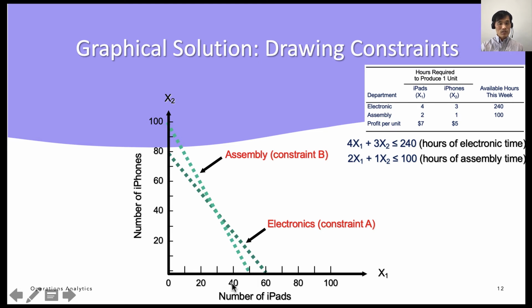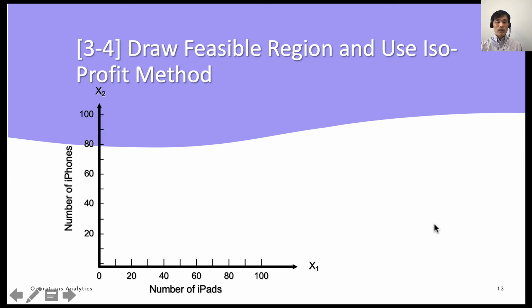Then we see that 50, 100 is the assembly constraint line, and then the electronic constraint would be 80 and 60. Since the inequality sign says it's less than or equal to, it's the below region, right? So you shade the region below, then it is going to be your feasible region like that. Now you have a feasible region.